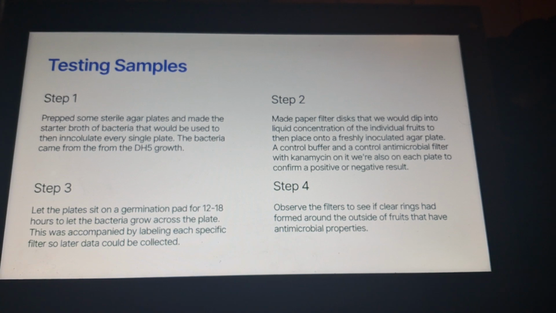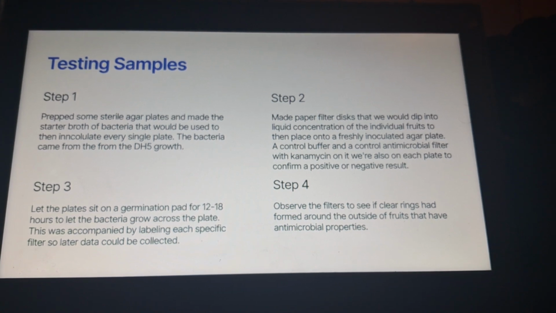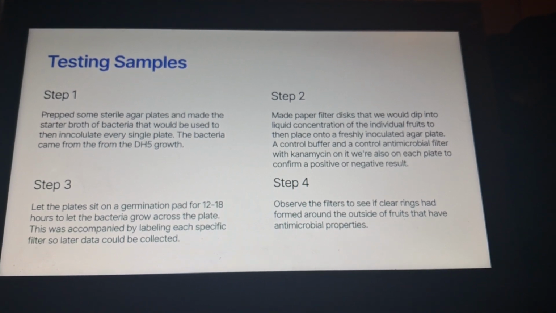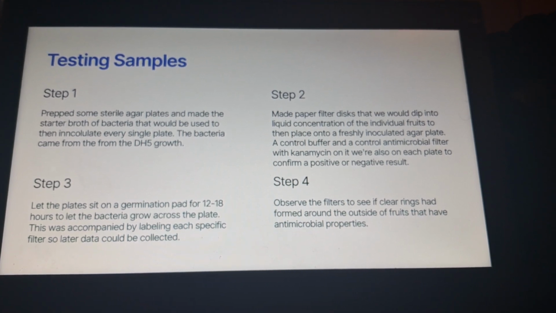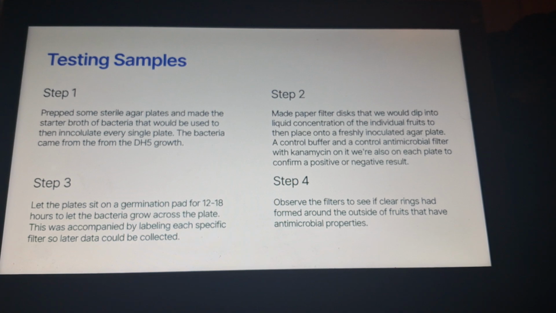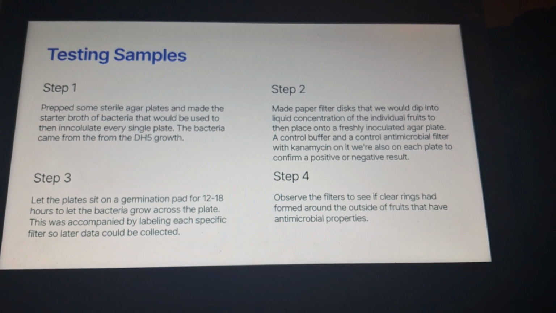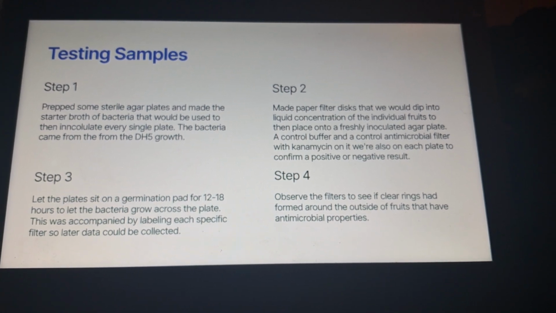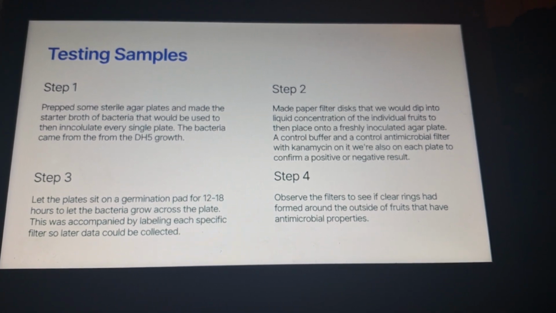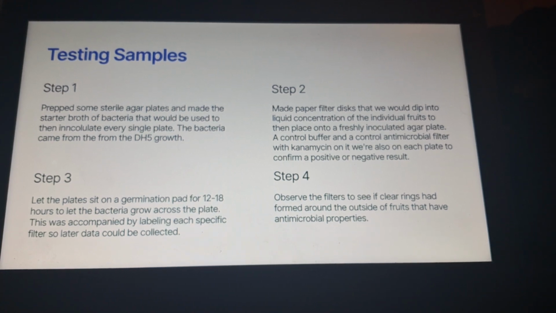If you saw a clear ring around the kanamycin, we knew that fruit had antimicrobial properties. But if it had been completely enveloped by the bacteria from the DH5 that we put in earlier, we knew that it did not contain anything that would slow down or harm microbes around our plates. So if there was a ring, it would be fine. But if it wasn't, we knew from our control that it is not antimicrobial.